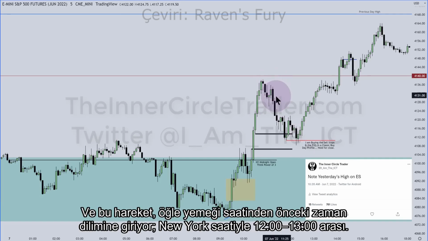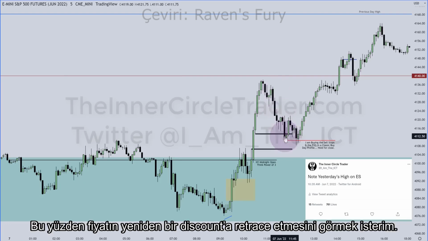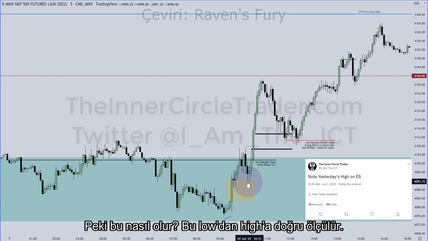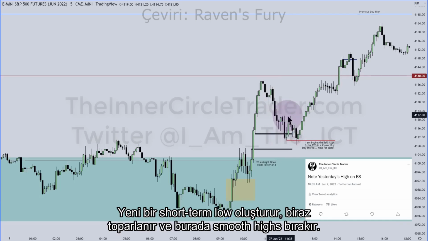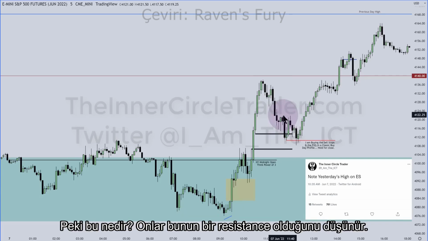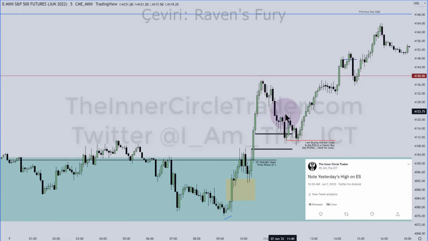And it's going into that hour ahead of lunchtime, noon to 1, New York local time. So I want to see it retrace back down into a discount. How is that done? From that low to high. So the algorithm reprices to a discount once it gets to here. Then it does what? Creates that short-term low, rallies a little bit, leaves smooth highs in here. So what is that? They think that is resistance. So anyone that's short, they trail their stop loss here. And then it drops one more time right below that short-term low.